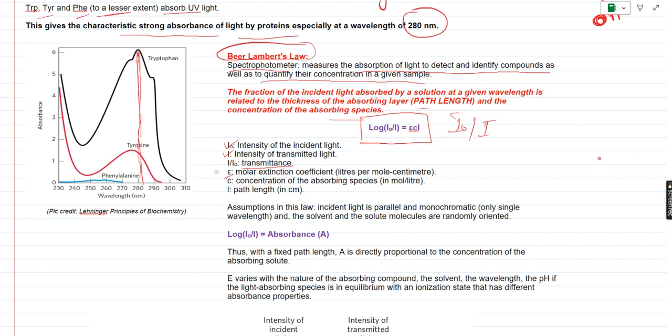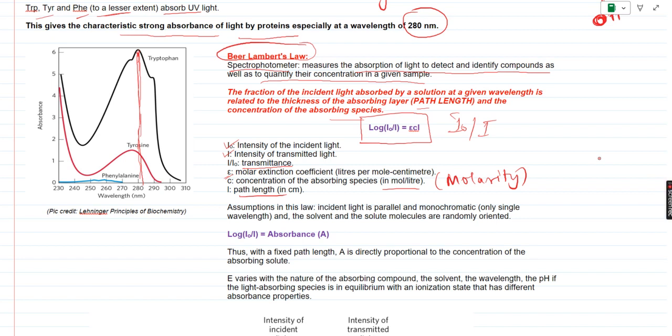Okay, and epsilon is nothing but the molar extinction coefficient. It is a kind of constant that you get when you remove the proportionality symbol. So it's called the molar extinction coefficient. It is denoted by liters per mole centimeter. Okay, and then we have C, which is the concentration of the absorbing species, in molarity, that is mole per liter.